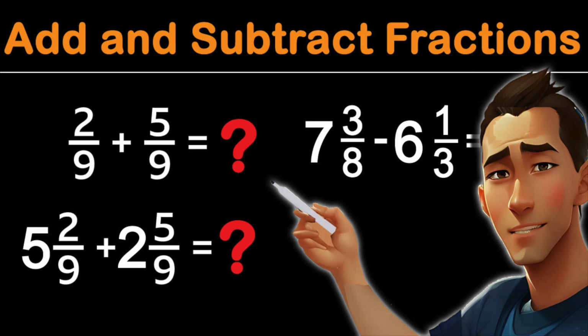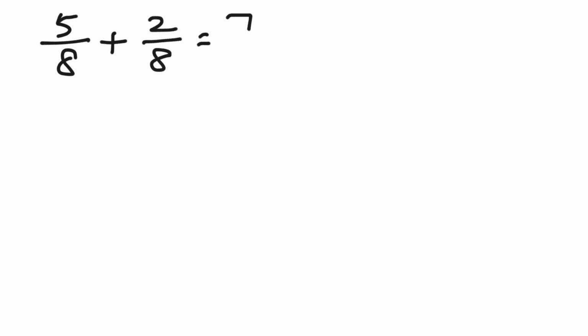When adding or subtracting fractions, we need to make sure that they have the same denominators before adding or subtracting the numerators. Here's an example. 5 over 8 plus 2 over 8 equals 7 over 8. When the denominators are both the same, in this case 8 and 8, we can simply add the numerators 5 and 2 together, and that equals 7/8.